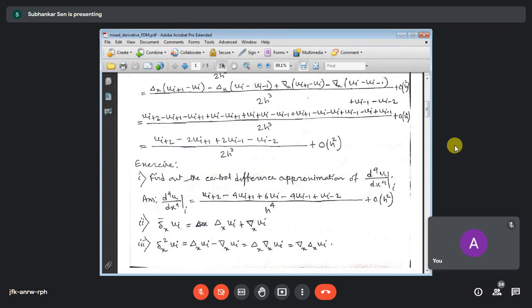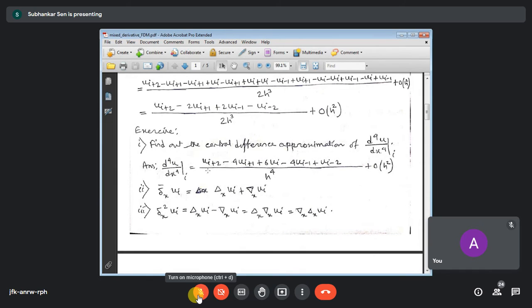The simplified form of d4u/dx4, if you expand it, I have written the final form here. So here you are getting 5 terms: i+2, i+1, i, i-1, and i-2. So here also you are finding some kind of symmetry. We can see that for even derivatives, you have the i node present, but for odd derivatives, the i node is absent. Okay. So this is one exercise you must practice.